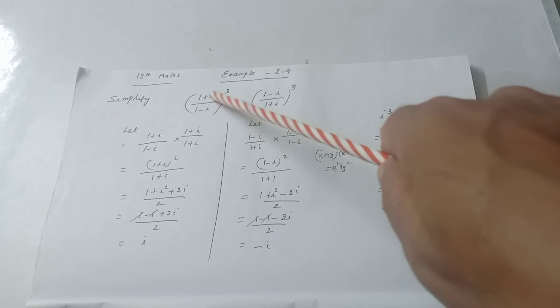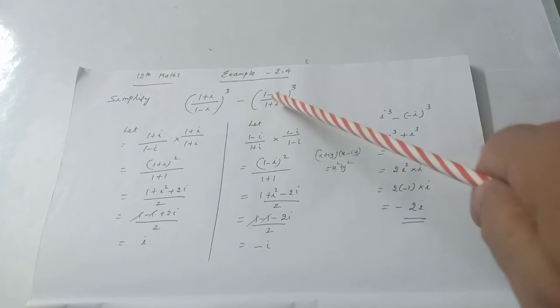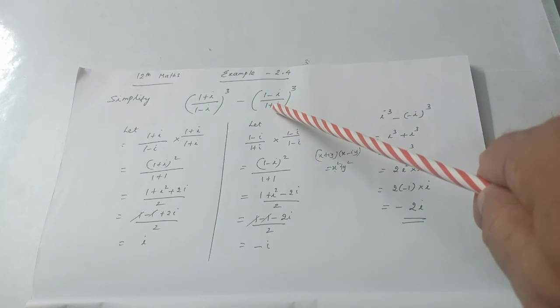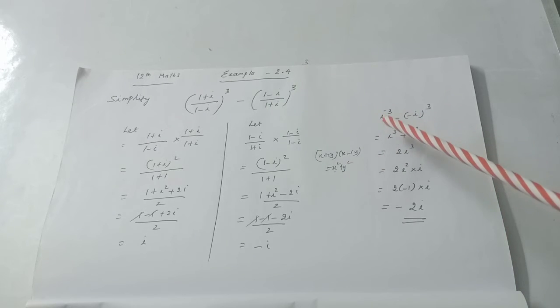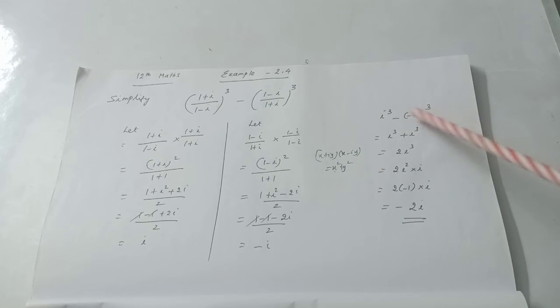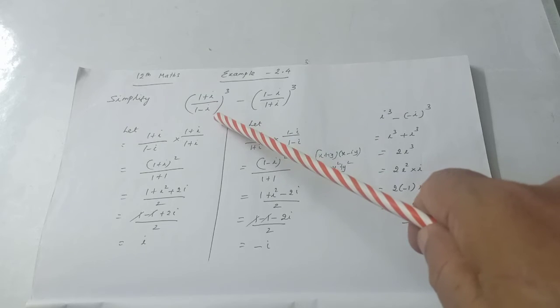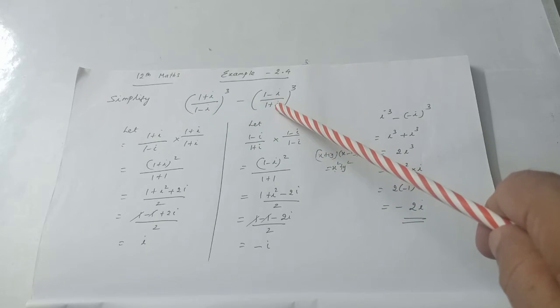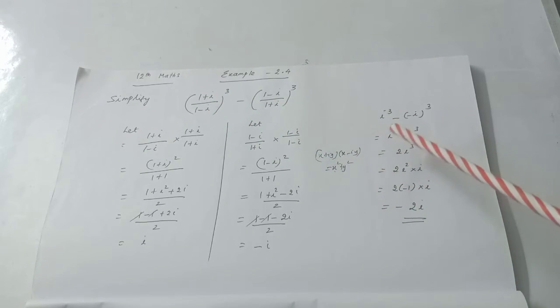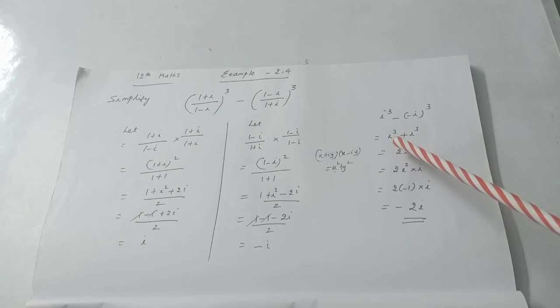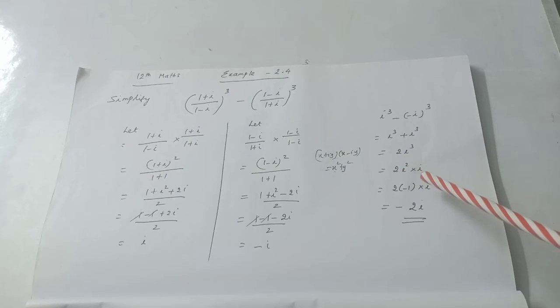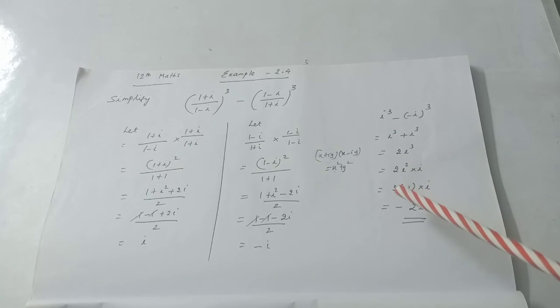Here substitute i: i cube minus (minus i) whole cube. This is i whole cube minus this one, minus i whole cube. Minus i cube is equal to plus i cube. So i cube plus i cube is 2i cube. i cube is equal to i square into i, i square value minus 1, minus 1 into i, minus 2i.